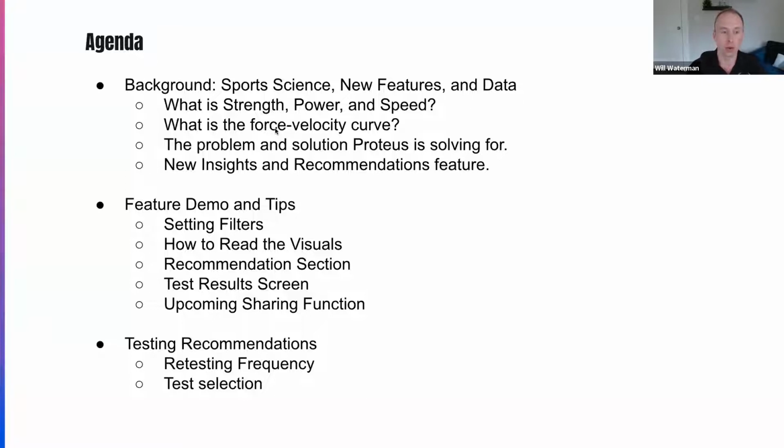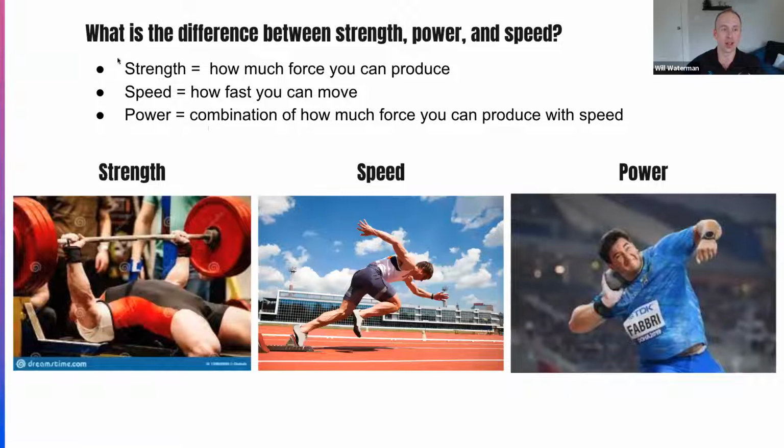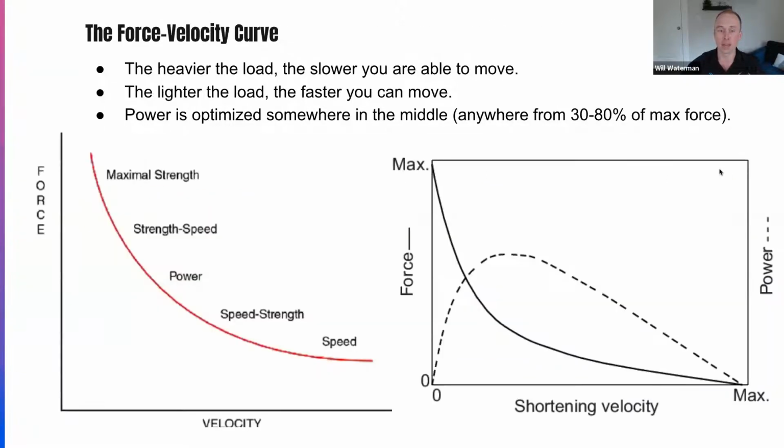Okay, so first off, let's just jump into some of the basic science. So, I think probably everyone on this call knows the difference between these things, but just to cover all our bases here, what's the difference between strength, speed, and power, right? Well, strength is how much force you can produce, speed is how fast you can move, and power is a combination of that force and speed, right?